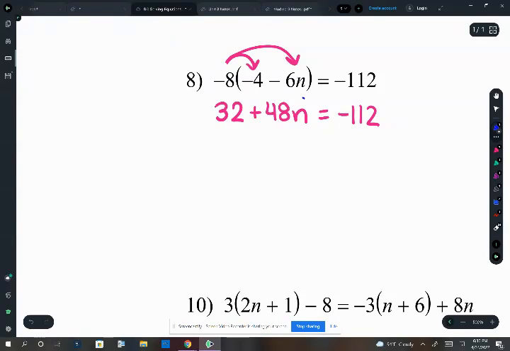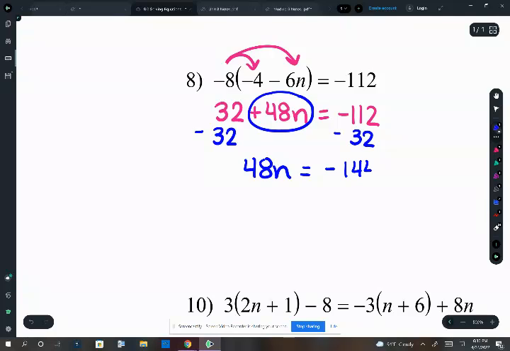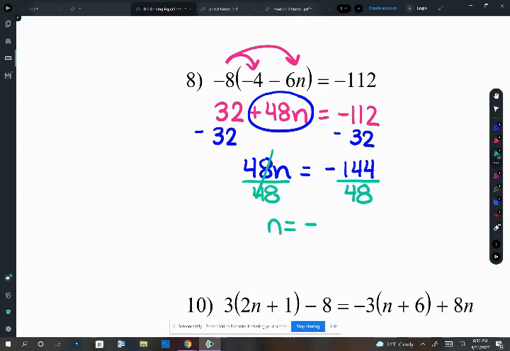And then, here's my letter part, so we're going to subtract 32 from both sides. So we're going to get 48n is equal to negative 144. And then because the 48's next to the n, it's multiply. So we undo that by dividing. And so we get n is equal to a negative divided by a positive is a negative, and then 144 divided by 48 is going to give us, what is that, 3 negative.